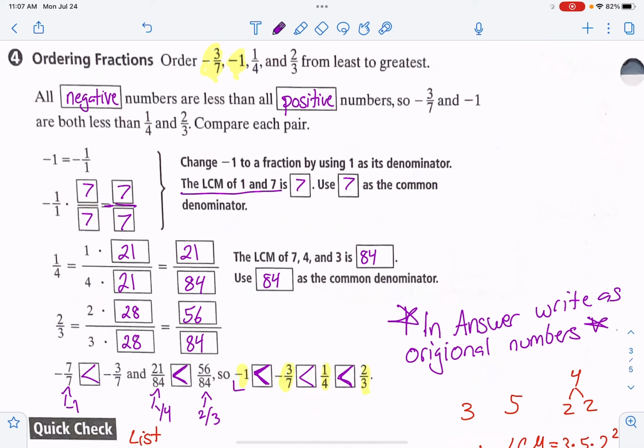You can write them with the symbols like that, or you can just write a list, -1, -3/7, 1/4, 2/3, because we're making our list from least to greatest. But we're using the original fractions. Even though we did math to figure out and compare them, we go back to the original fractions for the final answer.